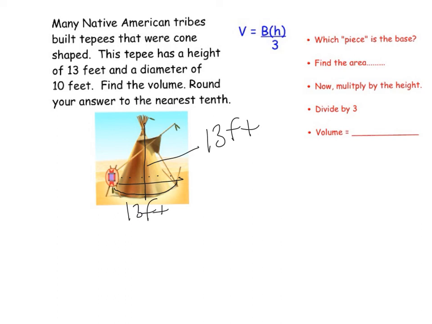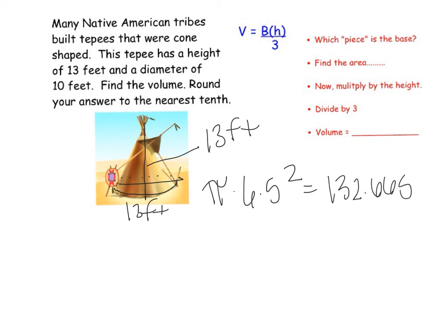So let's find the volume. Well, we know our circle is our base, and to find area of the circle, we multiply pi times radius squared. Well, we've been given the diameter. All the way across the circle is 13, so we want half of that. Half of 13 is 6.5. So let's multiply pi times 6.5 squared. So let's see, 6.5 squared times pi gives us 132.665.